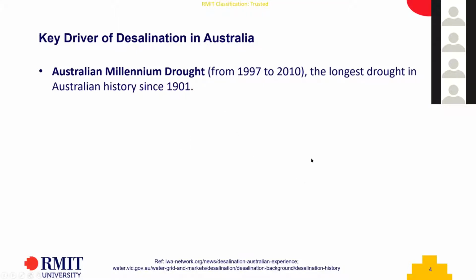Apart from that, rapid population growth has also put extra pressure on governments to secure water supplies. For example, in Melbourne, over the last 10 years the population increased from 3.8 million to nearly 5.1 million. That's a big growth in population.